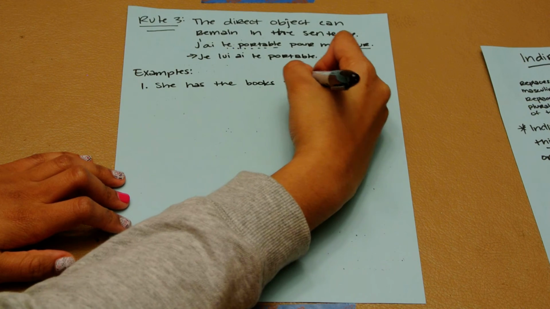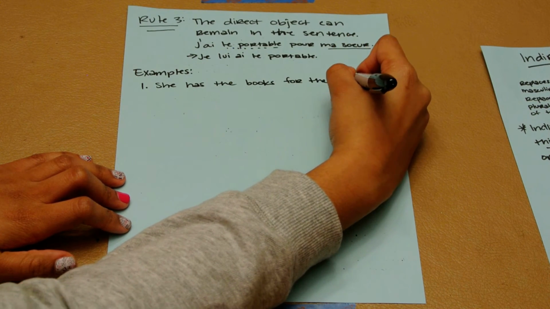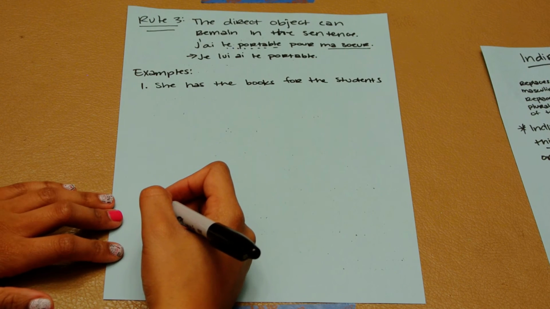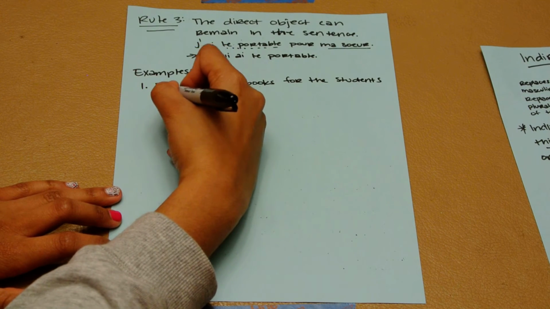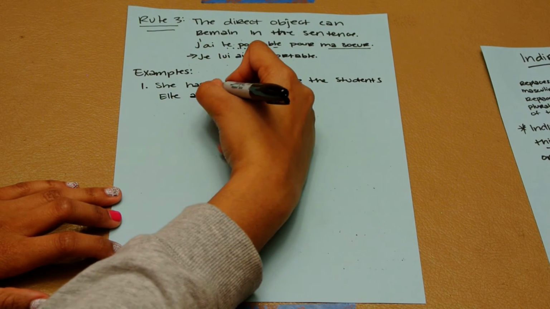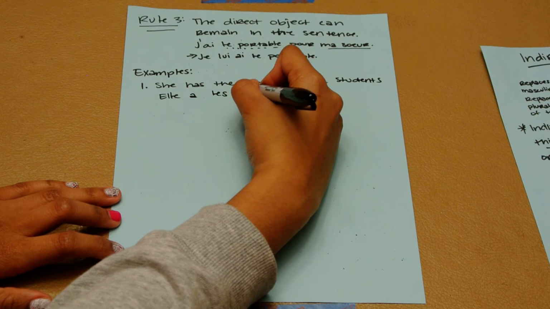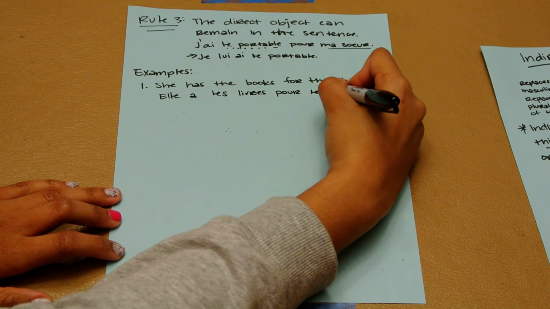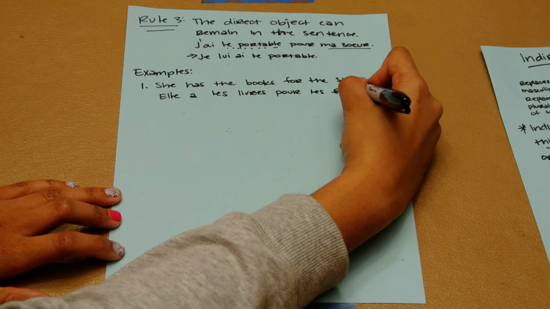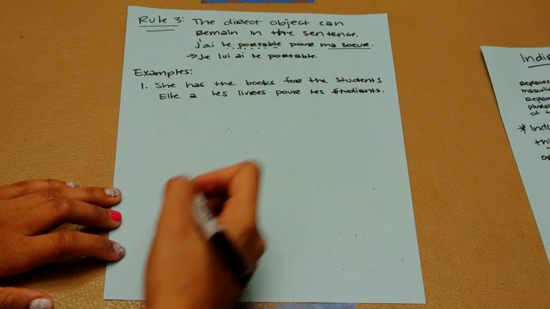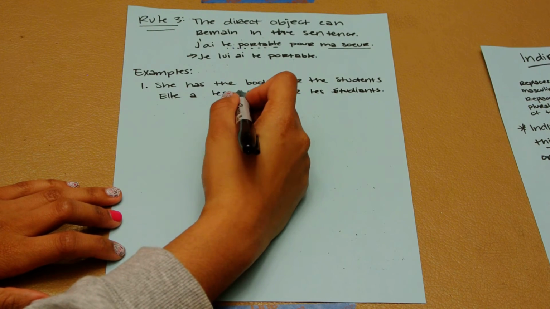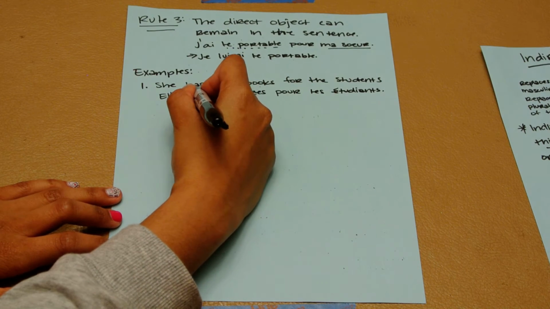For the students. Okay? She, elle, has les livres, the books, for les étudiants, the students. Okay? So, we know that books is going to be the direct object because that's what's being had.